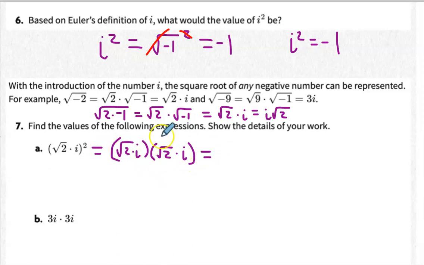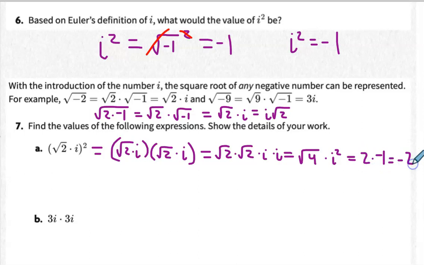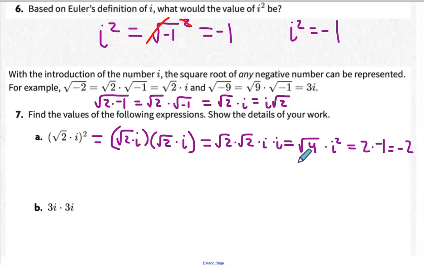So this is the same thing as saying the square root of 2 times the square root of 2 times i times i, right? I'm just rearranging the order of them. And this is helpful for us because the square root of 2 times the square root of 2 is the same as the square root of 4. i times i is i squared. I know the square root of 4 is 2. I know i squared from up here is equal to negative 1. So 2 times negative 1 is negative 2. So that all simplifies to negative 2.